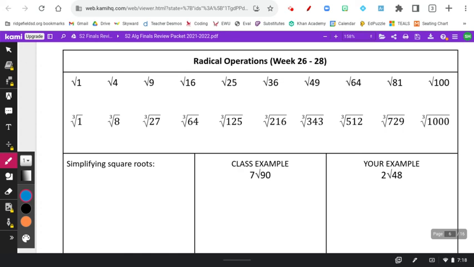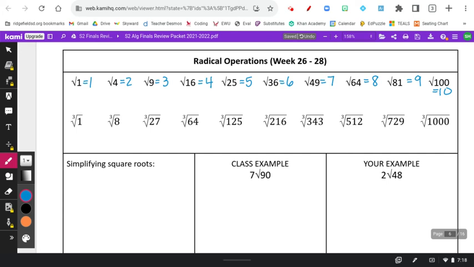So the first one is the square root of 1 is 1. All of these lists right here at the top are perfect squares. So when we take the square root of them, we get a whole number answer. Square root of 4 is 2. Square root of 9 is 3. Square root of 16 is 4. Square root of 25 is 5. Square root of 36 is 6. 49 is 7. 64 is 8. Square root of 81 is 9. And square root of 100 is 10.